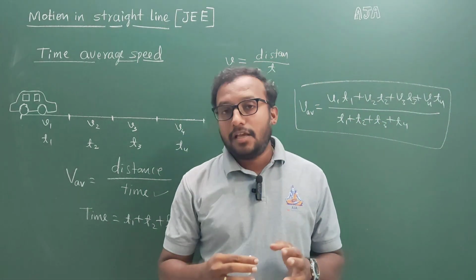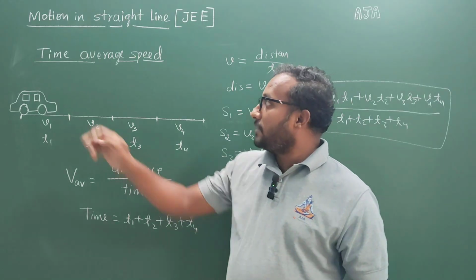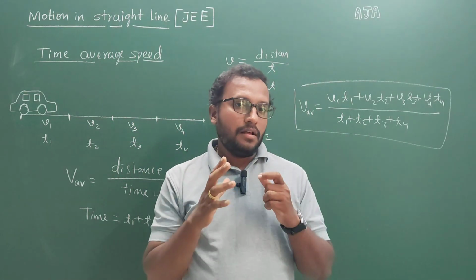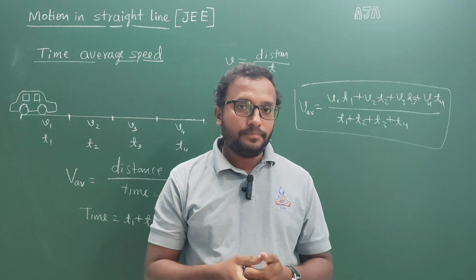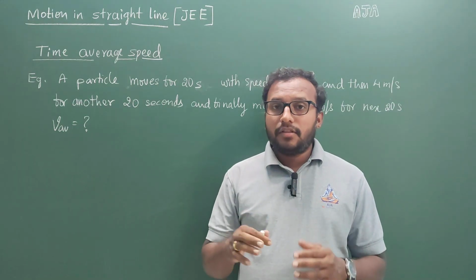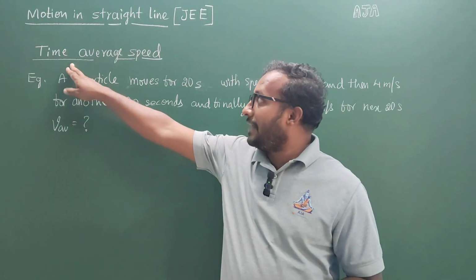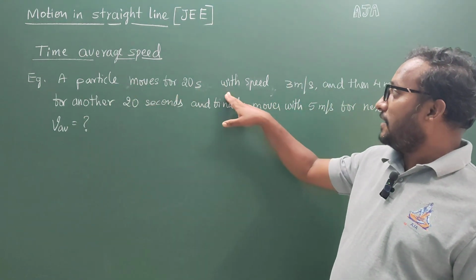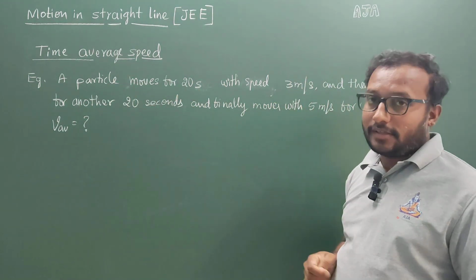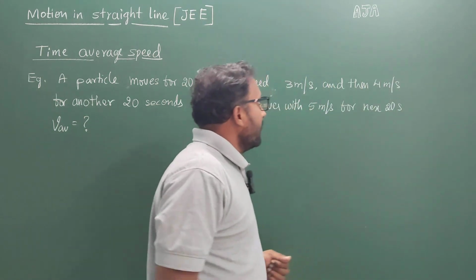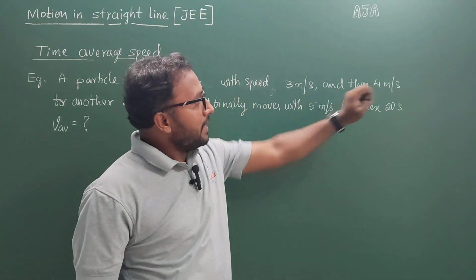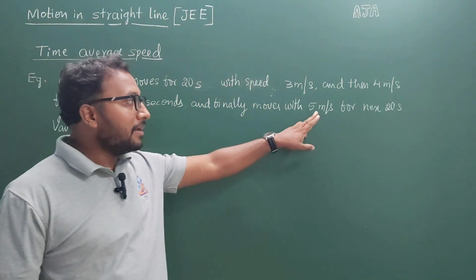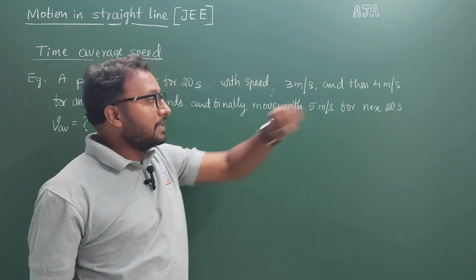This type of average speed is called time average speed. Let us understand this by taking an example. Here is a simple example based on time average speed. A particle moves for 20 seconds with a speed of 3 meters per second, then travels at the speed of 4 meters per second for the next 20 seconds, and then finally 5 meters per second for the last 20 seconds.